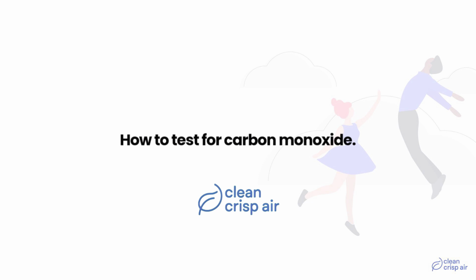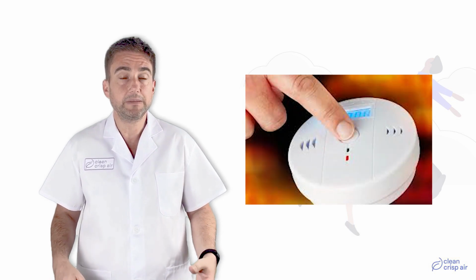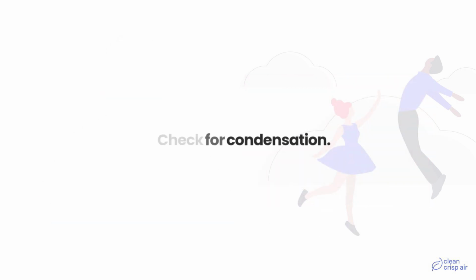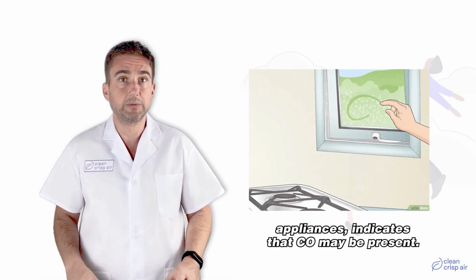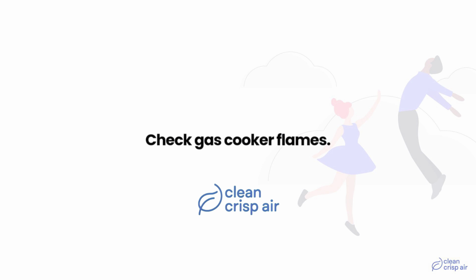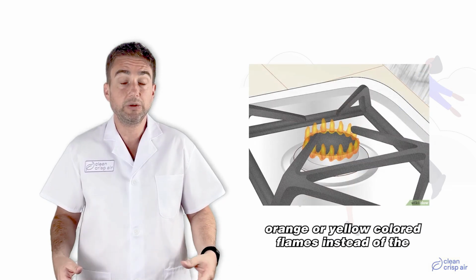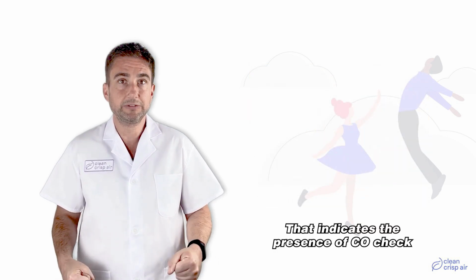How to test for carbon monoxide. It is almost impossible to detect carbon monoxide in a home. However, the best way of testing for the gas is to install a carbon monoxide detector. If you do not have the device, here is how you can determine the presence of the gas in your home. Check for condensation. Excessive condensation in a room where you have installed your appliances indicates that CO may be present. Check gas cooker flames. If you are using a gas cooker, you will see orange or yellow colored flames instead of the vibrant blue ones. That indicates the presence of CO.